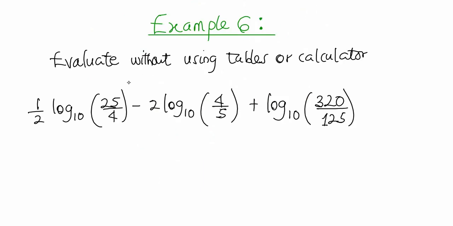Example 6 says evaluate without using tables or calculator: half log 25 out of 4 base 10 minus 2 log 4 out of 5 base 10 plus log 320 out of 125 base 10. So this is similar to the previous example, that's example 5. So you can pause the video and try your hands on example 6, and afterwards you can follow our solution.